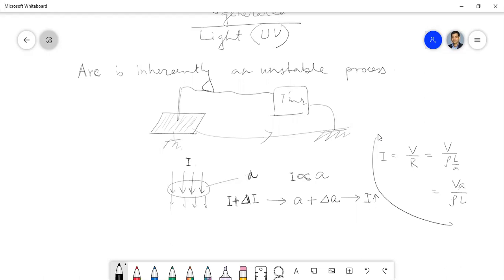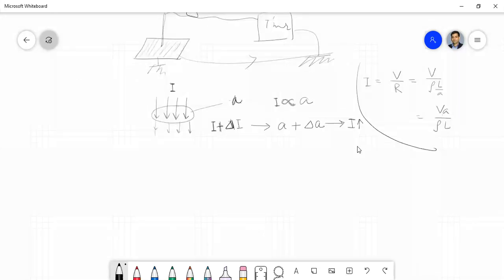Correct? So that means it is an unstable process. When the effect aids the cause, it generally becomes an unstable process. For an example, think of a stable process.